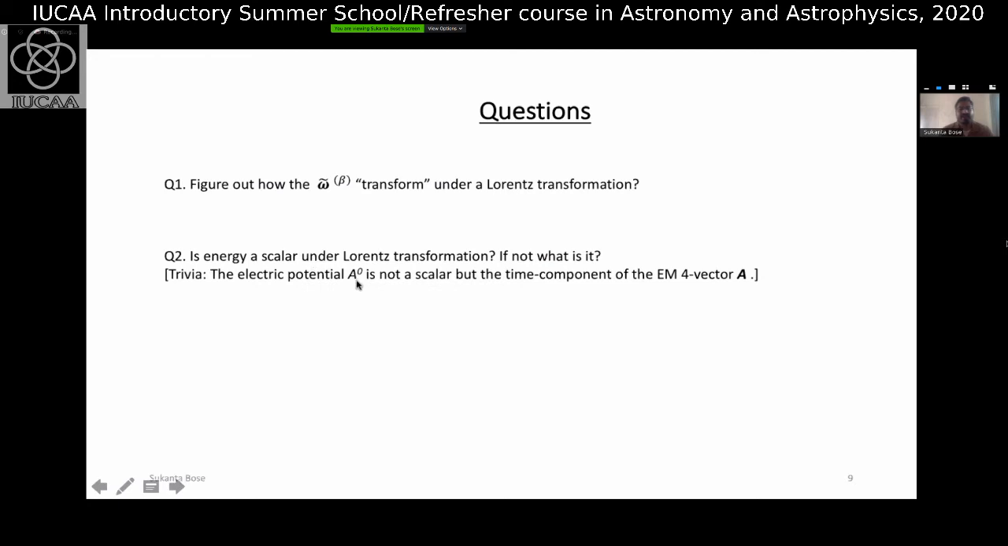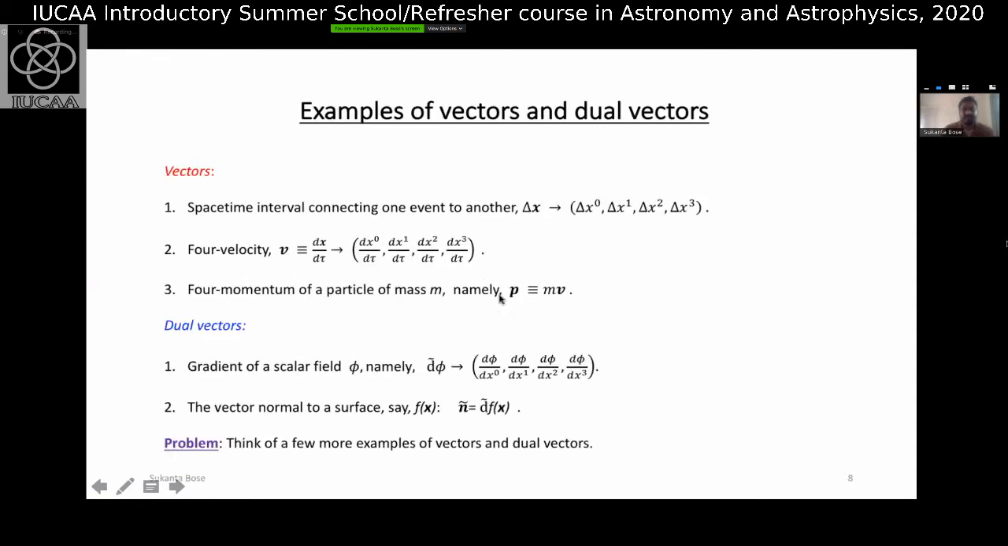Just like the electric potential A0, also called phi by some people, oftentimes it is called the scalar potential, but it's not a scalar. It's actually the time component of this electromagnetic 4 vector. Energy, perhaps by now you have recalled the answer, is just the 0th component of the 4 momentum vector. So energy is just this rest mass m times dx0 by d tau, which is just dt by d tau, where t is the coordinate time and tau is the proper time. In the rest frame of your clock, the change in time t is the same as the proper time. And so then the energy is just the rest mass m.